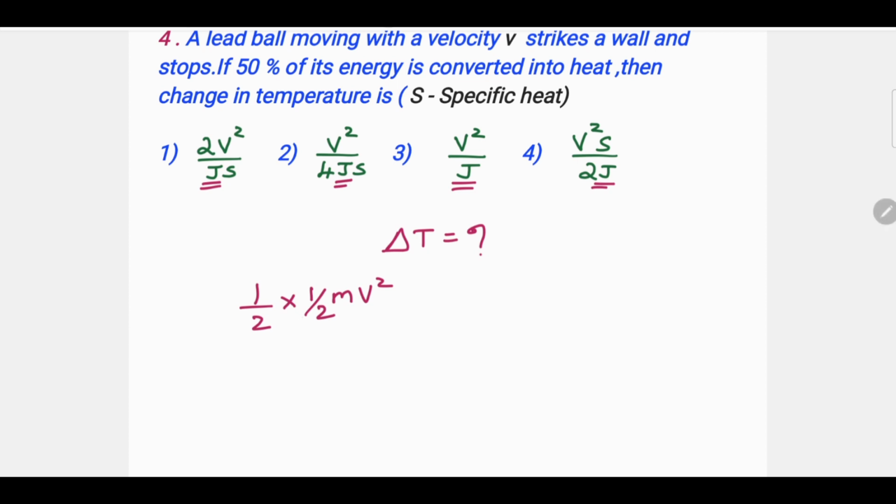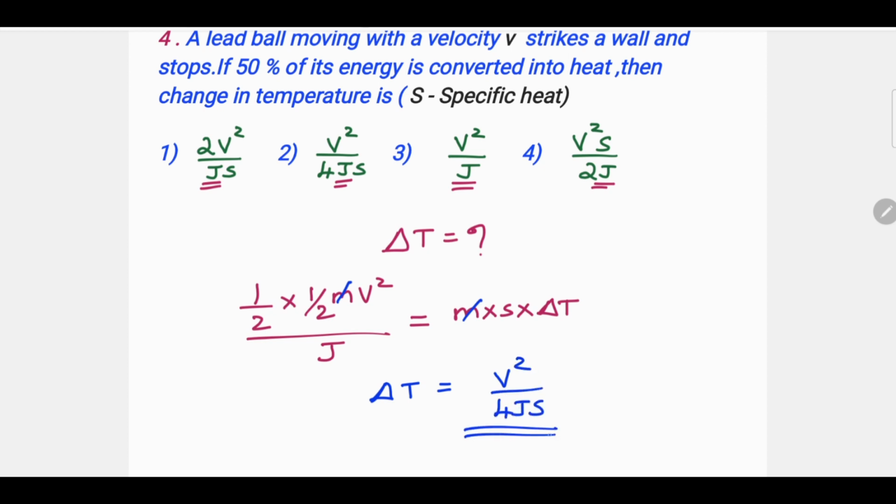So half of half mv square, this much of kinetic energy is converted into heat. So half of half mv square by J, we have to write like that, including the conversion factor. So half of half mv square by J is equal to ms delta T. So m into s into delta T. Now we can cancel out common terms. So m cancelled and we want delta T. So delta T is equal to v square by 4Js. This is the right answer.